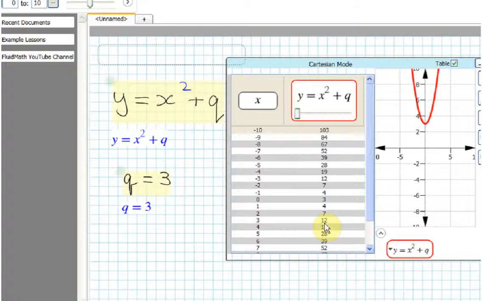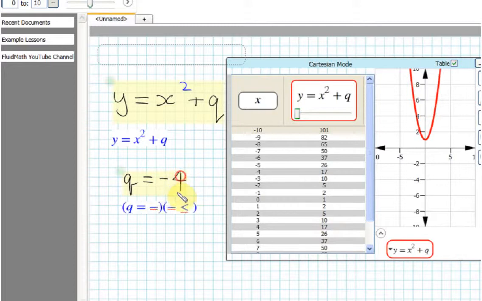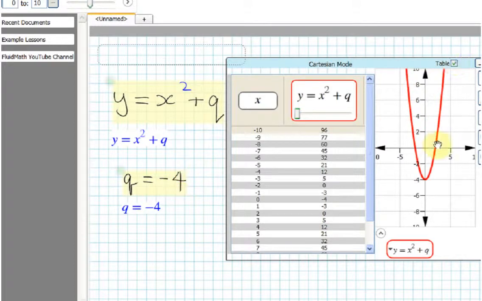-4, right? So let me erase this. And let's make it -4. And let's see what happens there. It shifted down, right? And let's look at your table of values. Did you get 5, 0, -3, -4, -3, 0, 5?